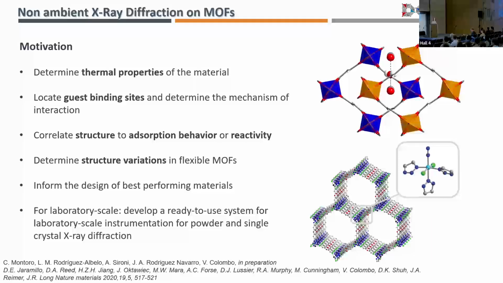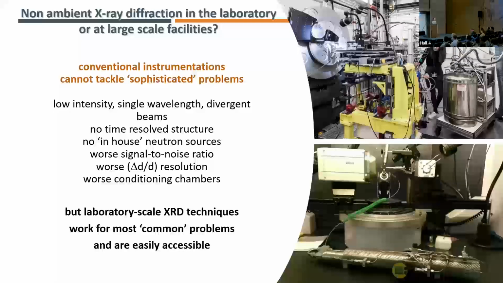in the laboratory. So this is quite interesting because people normally think that this experiment can only be done at the synchrotron beamlines. However, some of the most common problems can be solved also at the laboratory scale. It doesn't always need such high resolution or the fancy instrumentation we have at the beamlines. However, of course, conventional instrumentation cannot tackle the sophisticated problems that we can solve by going to the synchrotron.